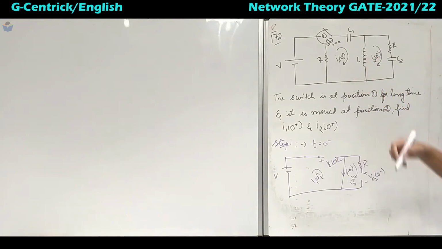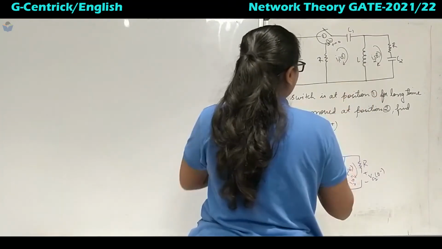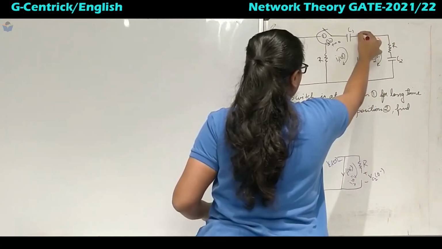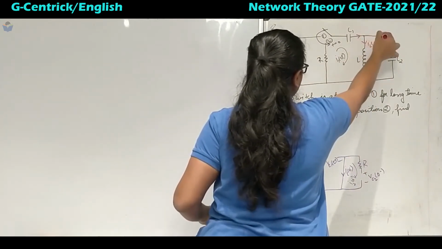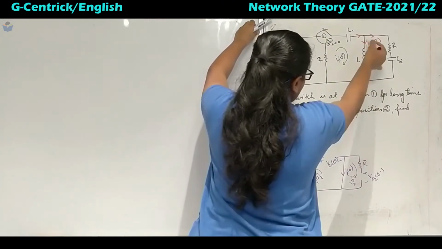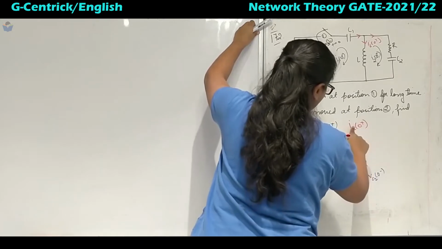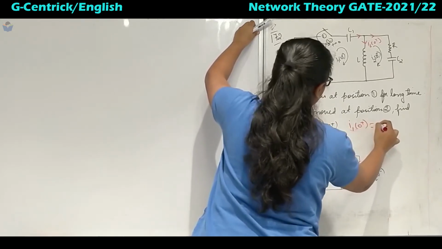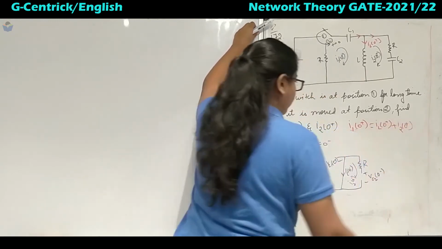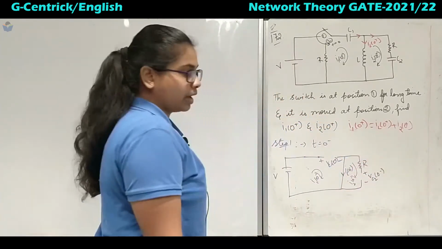Before that, if you see in the first circuit, we want these two currents, so it will be like IL of 0 plus. This current is coming like this, and this current is also in this direction. So we will apply KCL at that node. This is outgoing, this is outgoing, so I1 of 0 plus will be equal to IL of 0 plus plus I2 of 0 plus. So if we find IL of 0 plus, we can get I1 and I2 at 0 plus.